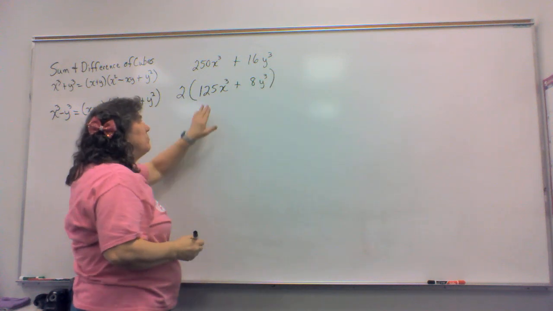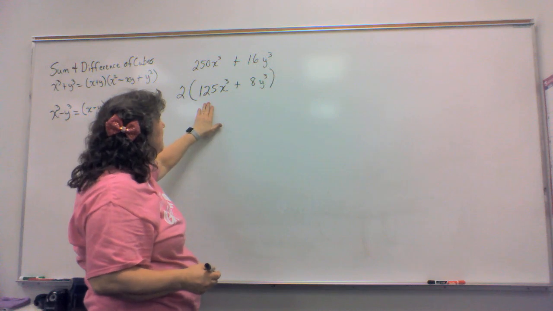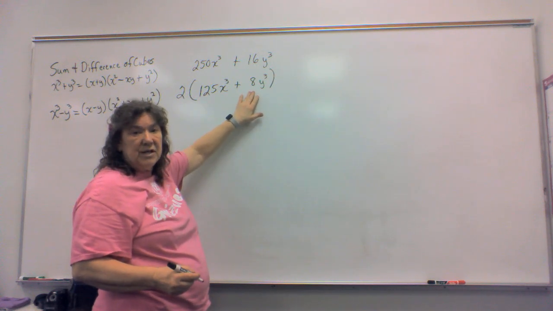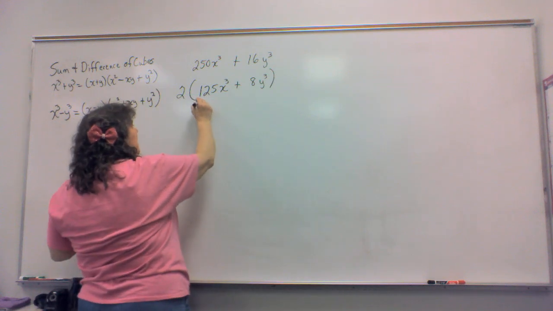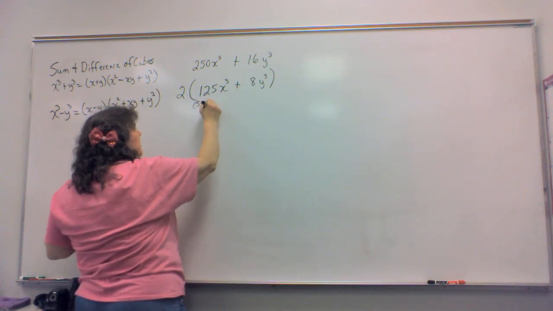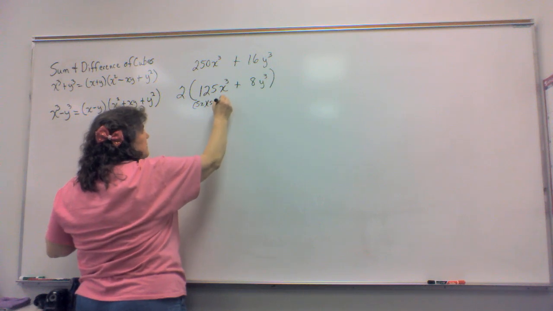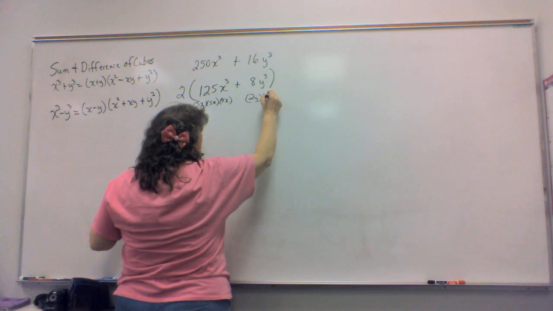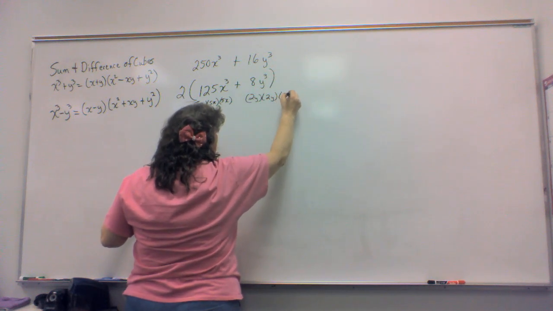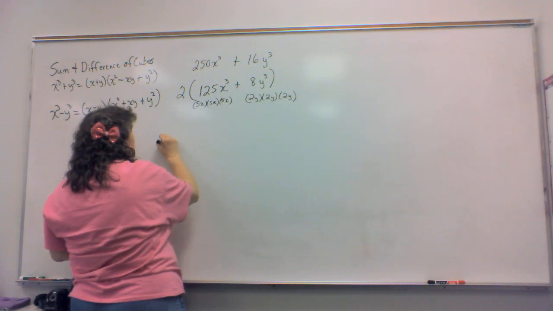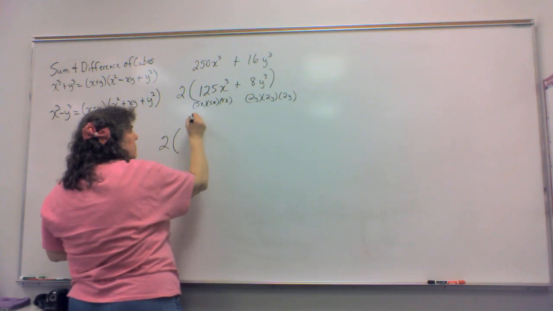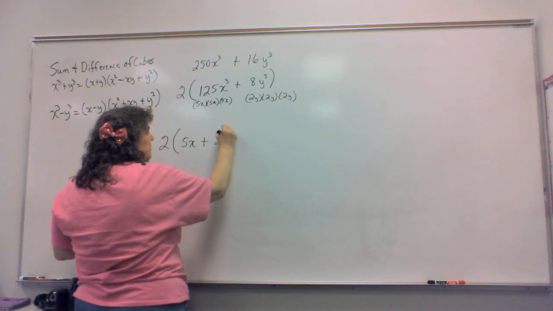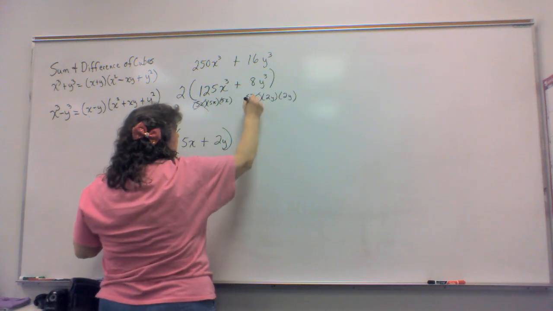Now we have a perfect cube here. 125 is 5 times 5 times 5, and 8 is 2 times 2 times 2. So now we have 5x times 5x times 5x, and 2y times 2y times 2y. Okay? 2 times, bring down my first, and my plus my 2y. The 2 are gone.